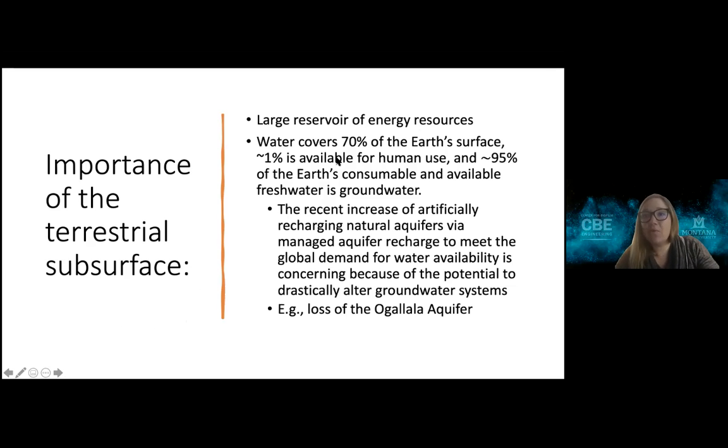So we know that water covers 70% of the Earth's surface, and of this 70%, only 1% is available for human use. And 95% of the water that we would use for human use is freshwater and available, and it's contained as groundwater. And so this groundwater, these reserves are becoming more and more threatened as we increase the world's population, the need for agriculture, the need for increased food production. And so what's going to happen as we start to deplete and contaminate these resources? One example that I'll come back to is the loss of the Ogallala aquifer in the United States.